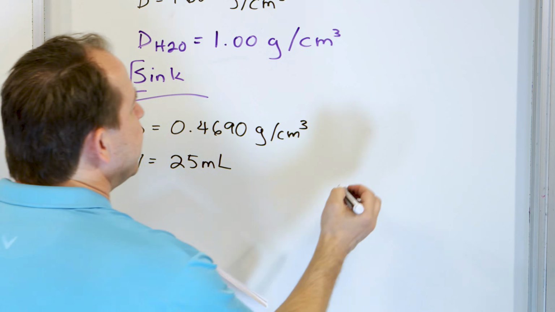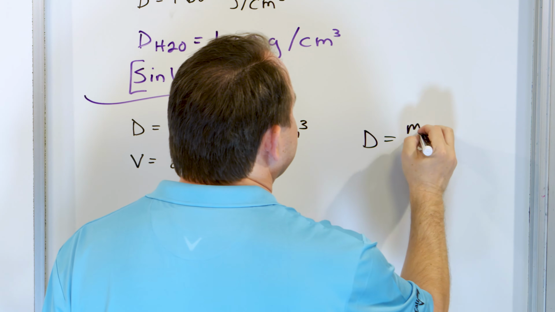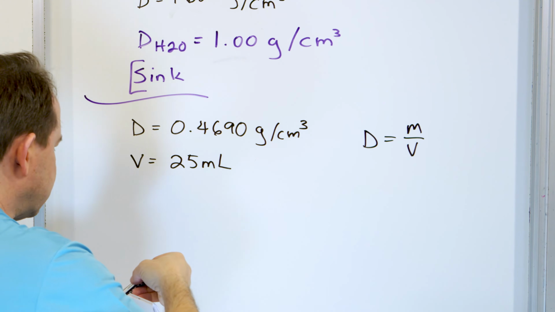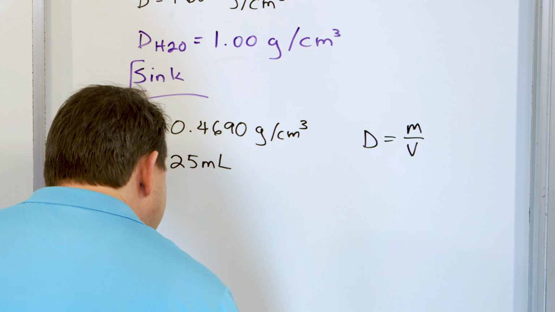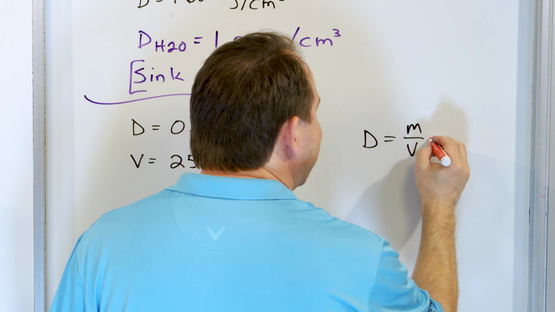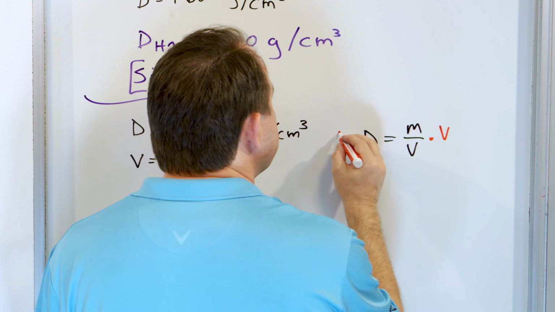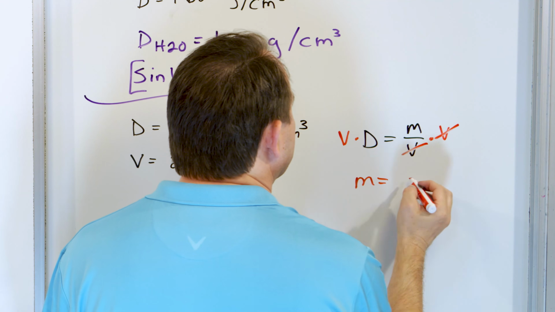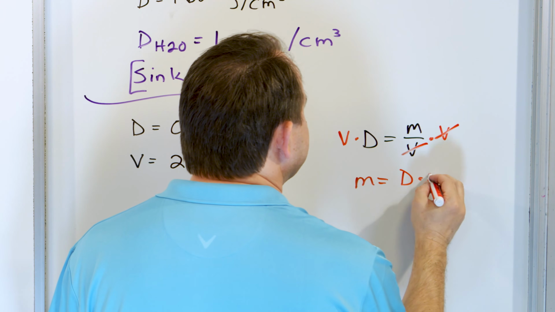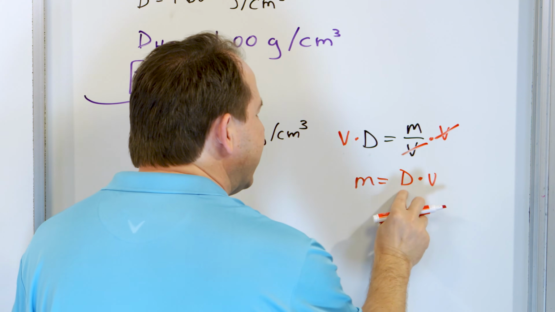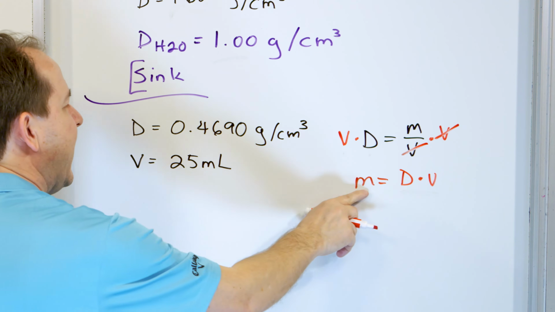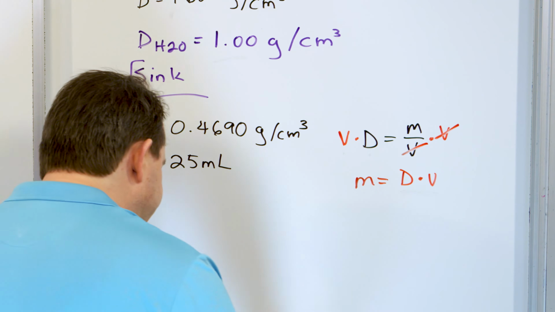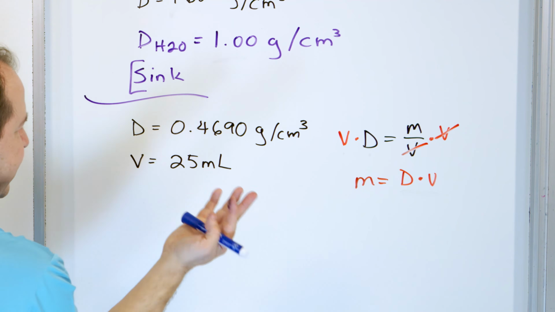Now you know that the density is equal to the mass over the volume. So if you want to solve for mass, how do you solve for mass? Well, you're going to use algebra. You multiply by the volume, by the volume, and these cancel. So the mass is equal to the density times the volume, or the volume times the density, same thing. So we can take density times volume and solve for mass.